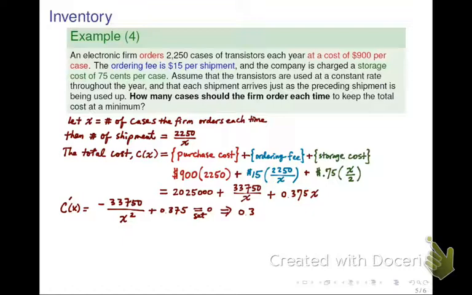So moving the fraction term to the right and leaving the 0.375 on the left gives us this equation. And multiplying everything by x squared helps us reach this equation. And once we have that, we can divide both sides by 0.375, which then gives us x squared equals 90,000. Square root both sides, we get 300. And remember that when you take square roots, supposedly you get plus and minus. But because we're dealing with the number of cases, which is always a positive quantity, we're going to drop the negative sign.